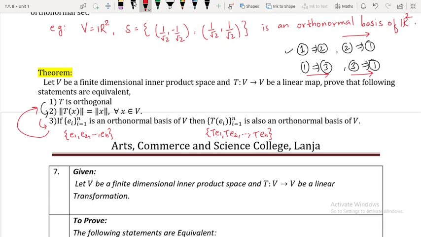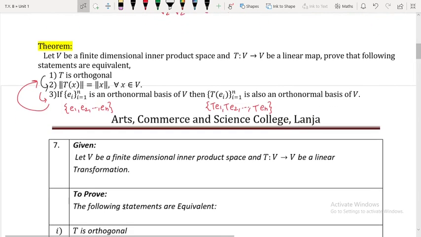So let us start the proof then. First of all we'll show 1 implies 2, then we will show 2 implies 1 in this lecture. Then in the next lecture we will go for 1 implies 3 and 3 implies 1. This 3 implies 1 is a little bit lengthy, it will take more time. Okay, so let us go for 1 implies 2. We are going to assume that T is orthogonal, and we are going to prove that norm of T of x is equal to norm of x for all x belonging to V. Okay, so let us start.